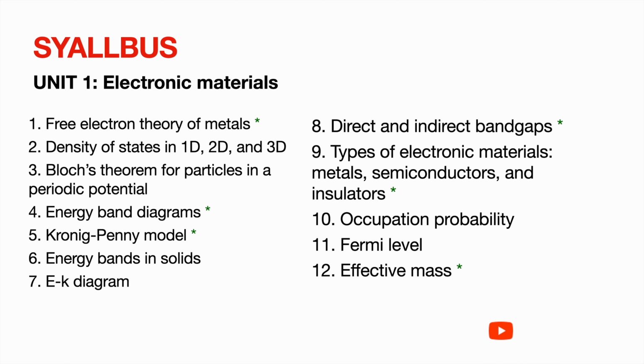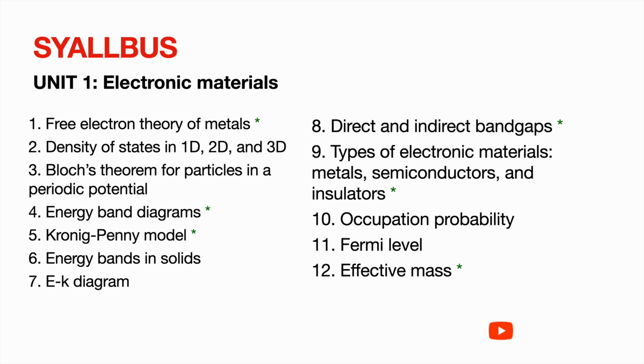Fifth is Kronig-Penney model, which is very important and usually asked in previous papers. Sixth topic is energy bands in solids. Seventh is E-k diagram. Eighth is direct and indirect band gap, which is also very important, and usually the difference between direct and indirect band gaps is asked for 4 marks.